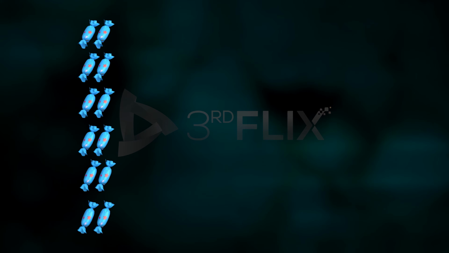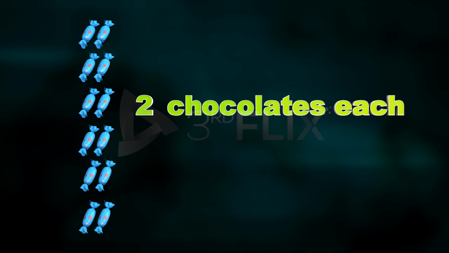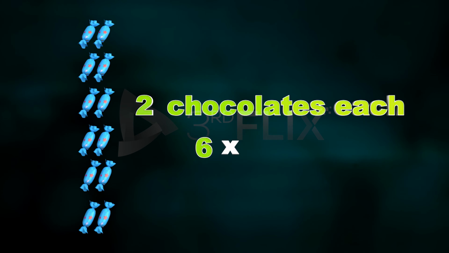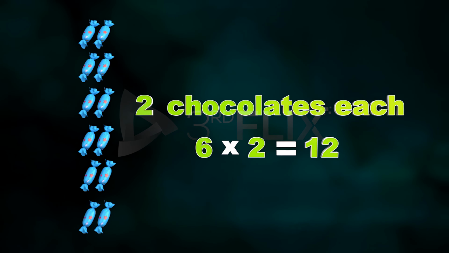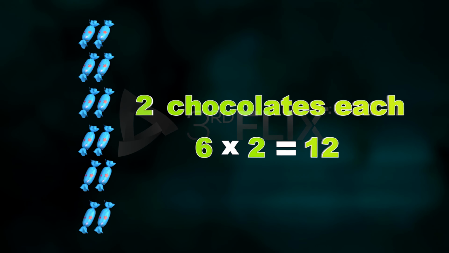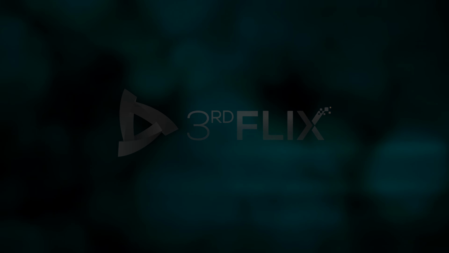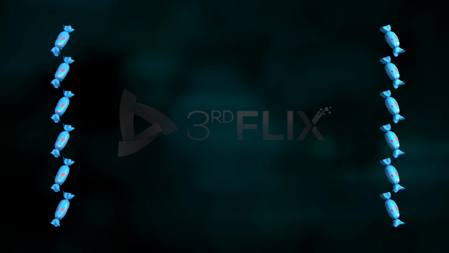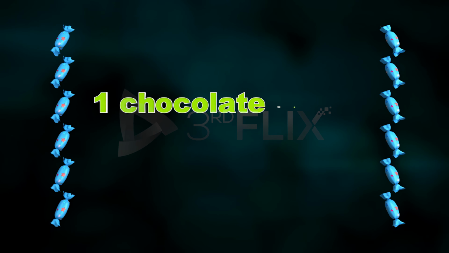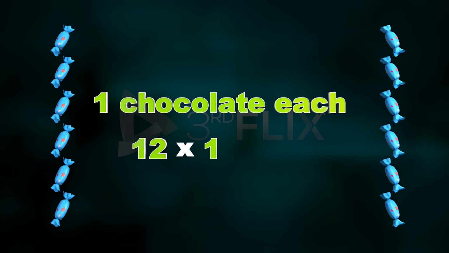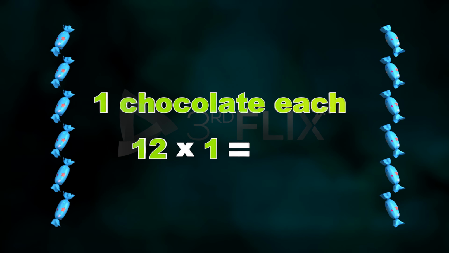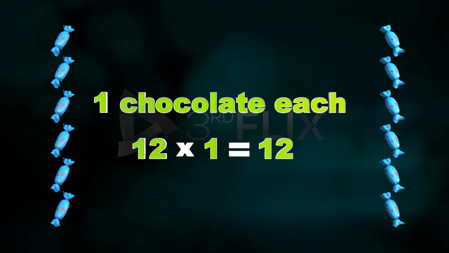6 rows of 2 chocolates each. 6 into 2 is equal to 12. 12 rows of 1 chocolate each. 12 into 1 is equal to 12.